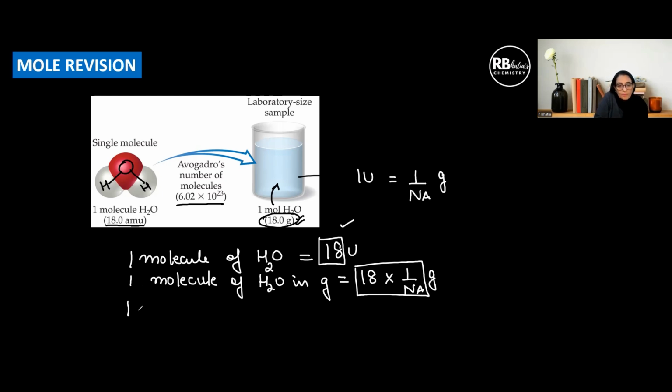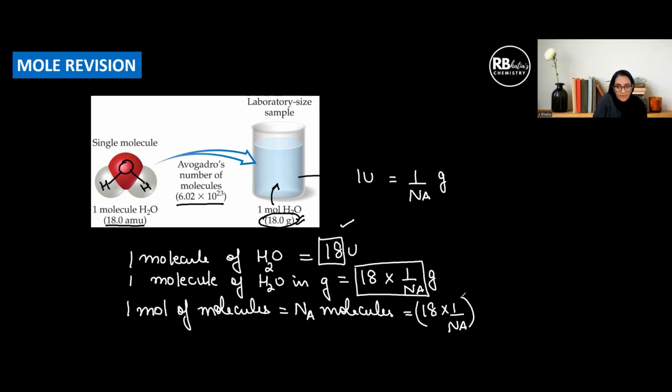And 1 mole of molecules, which is also equal to Avogadro number of molecules, in gram should weigh how much? 18 into 1 upon Avogadro number is the mass of one molecule. I want the mass of Avogadro number of molecules, so I'm going to multiply this with Avogadro number. This cancels off. I am left with 18 grams. So 1 mole of molecules, this is a big number, 6.02 into 10 to the power 23 molecules, children, together weigh 18 grams.